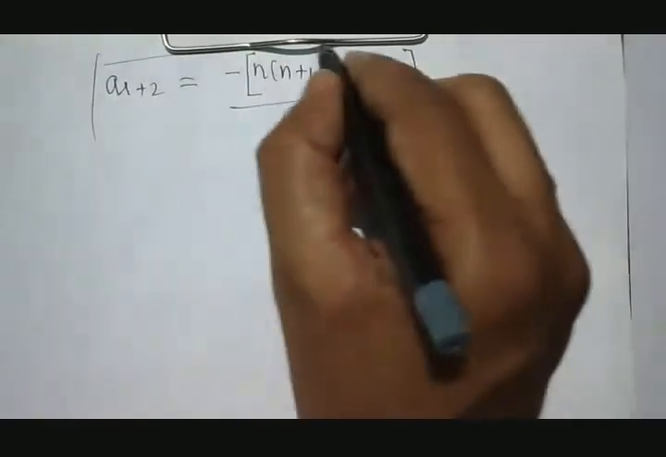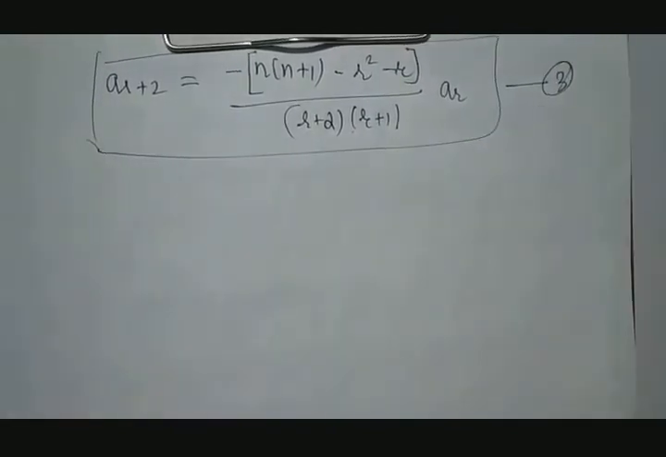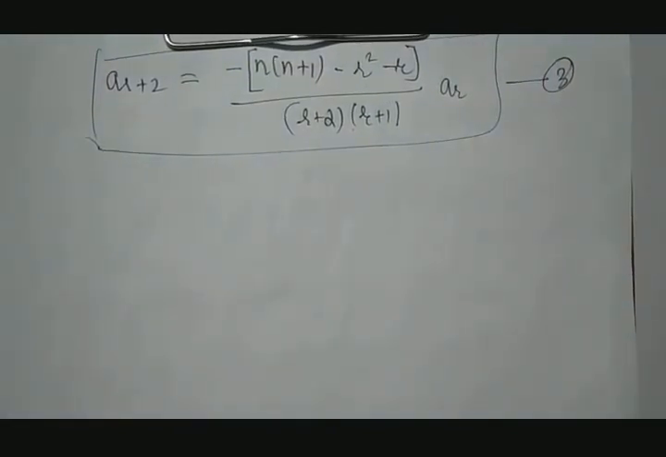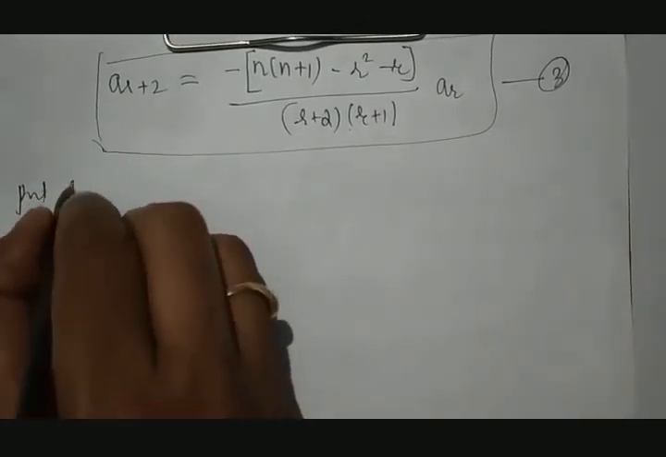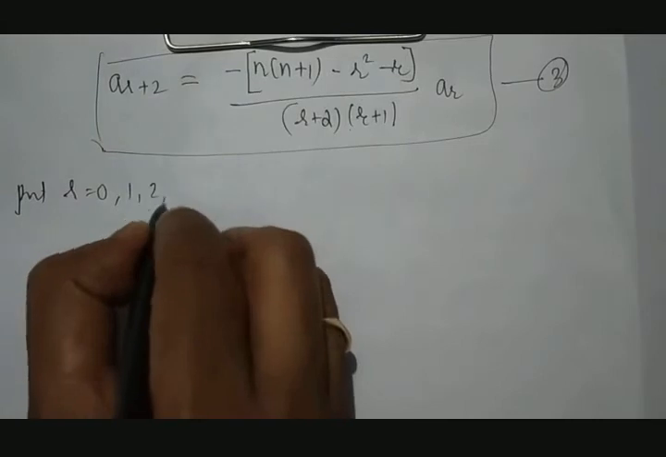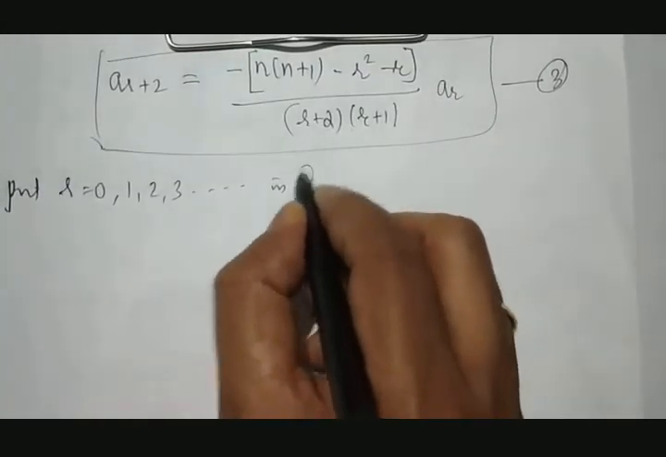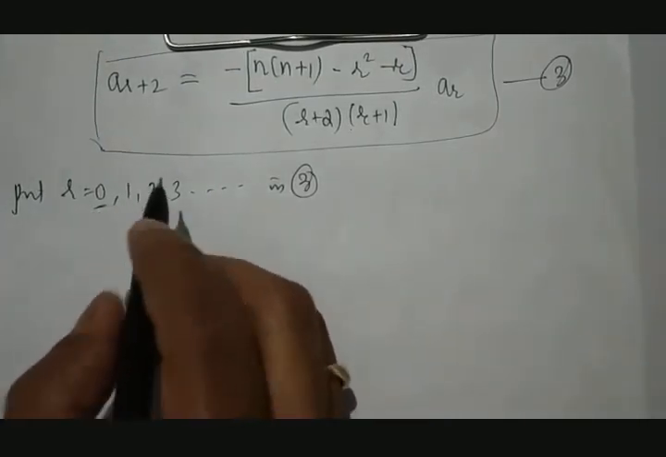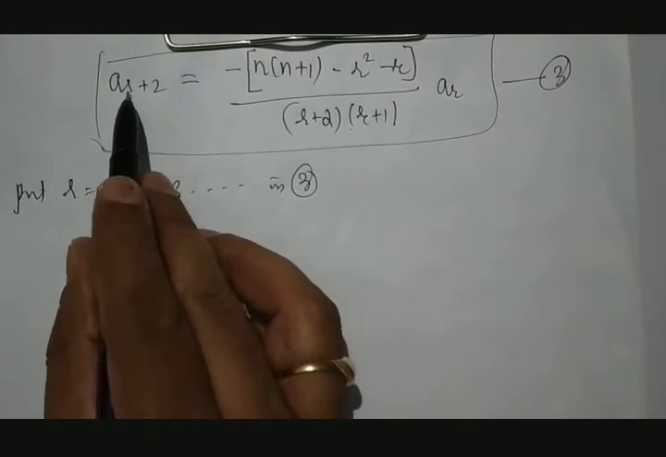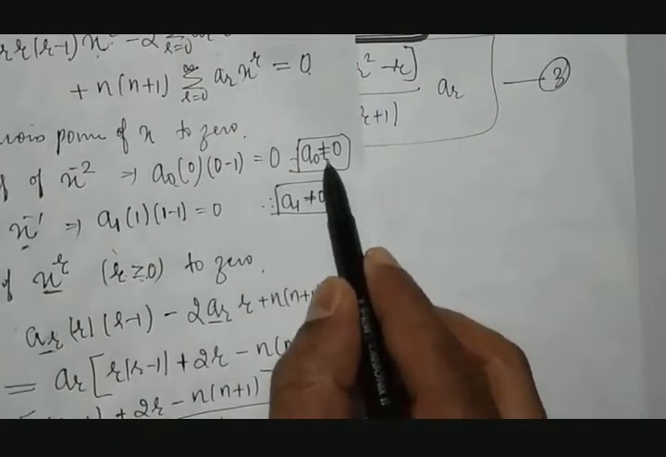So this will prove a key to get further relations. It will be the recurrence relation where just by putting the value of r, put r equal to 0, 1, 2, 3 and so on in equation number 3. I'll not put r equal to 0 because if I put r equal to 0 here, I'll be getting a2, and we need not go back because already we have a0 and a1.